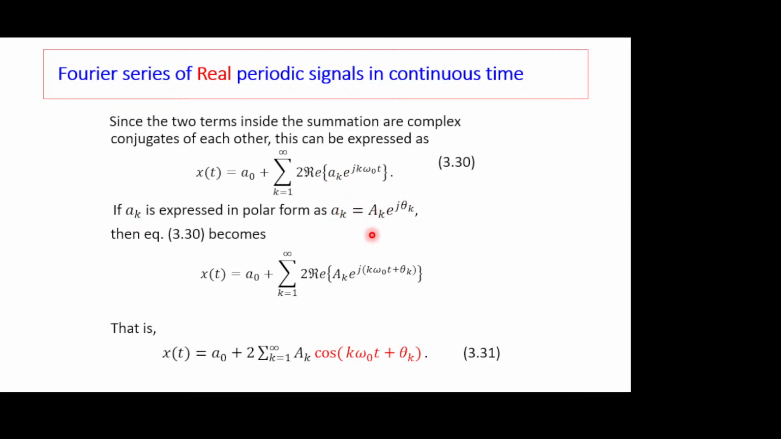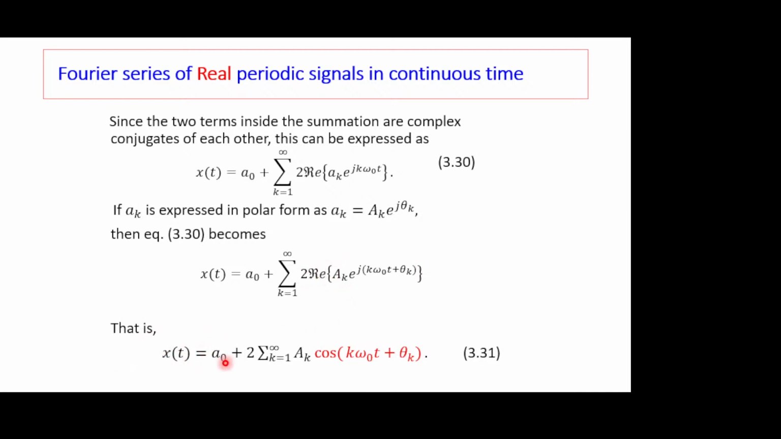Now we express ak in polar form: ak equal to some amplitude big Ak times e to the j theta k, so some phase here. Then you can write this as Ak, keeping the phase together with the exponential, so e to the j of k omega naught t plus theta k. And finally, you use the Euler formula. This exponential is cosine theta plus j sine theta, and the j sine theta you can just throw away, because you are taking the real part.